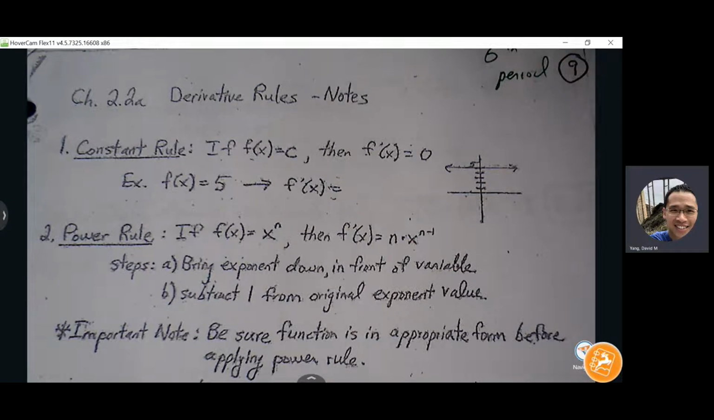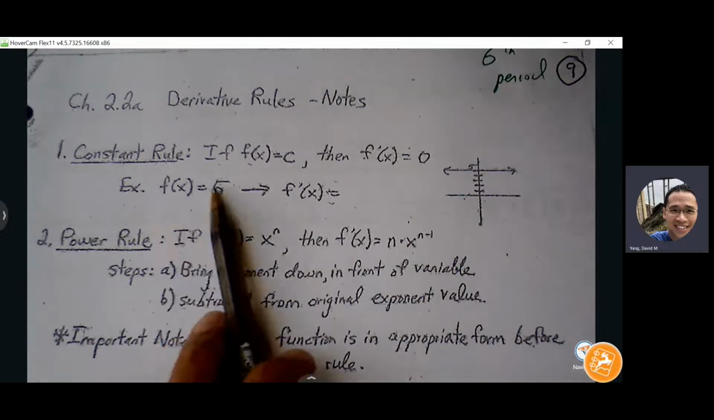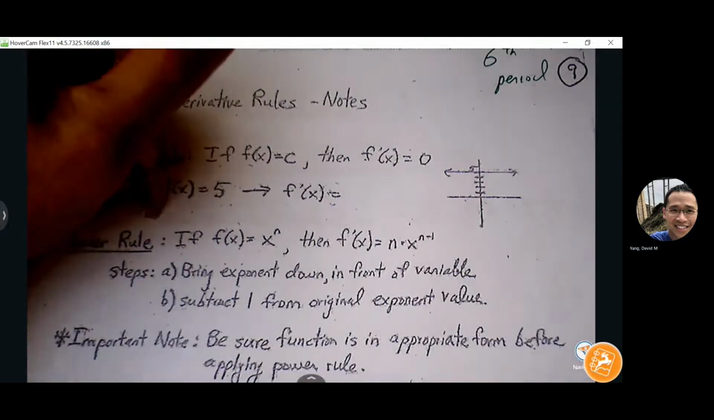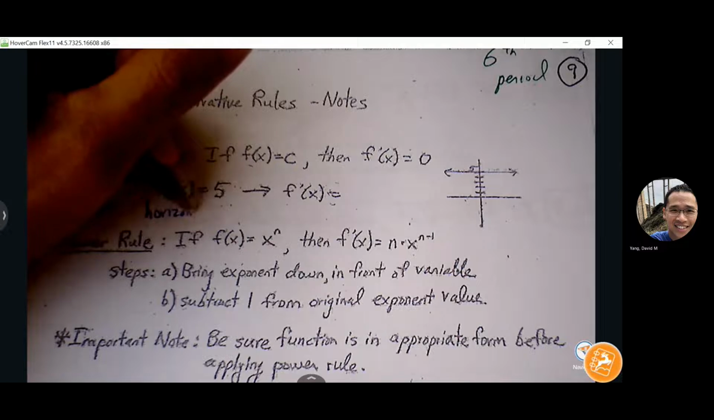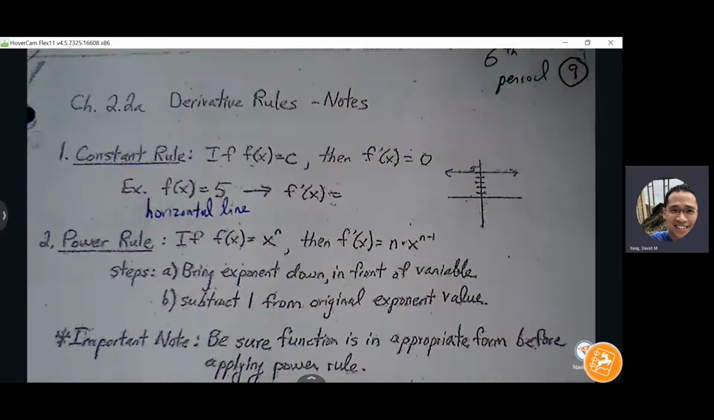Okay, so before we get into power rule, let me talk about constant rule. This rule says that if a function is simply a constant, then the derivative is always going to be 0. To make it more concrete, think of a constant as just a horizontal line. Right, any constant is just going to be a horizontal line.